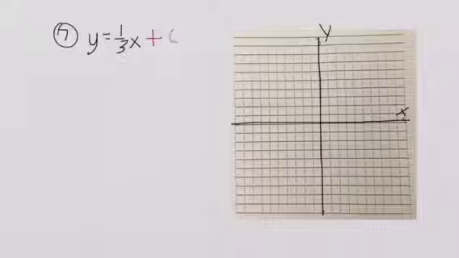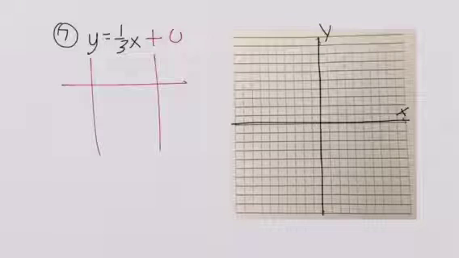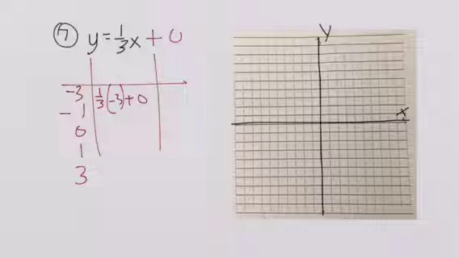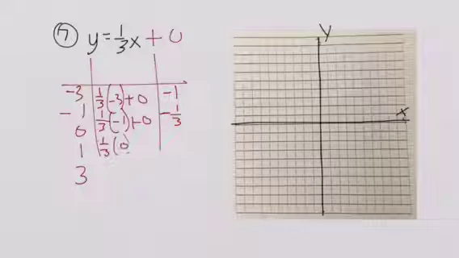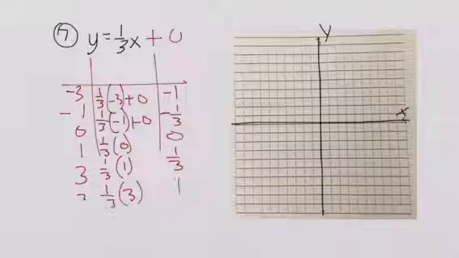Here we have to remember to add in our 0. And so now we're going to go ahead. I'm going to use negative 3, negative 1, 0, 1, 3. So 1/3 times negative 3 plus 0, and that's going to give us our negative 1. 1/3 times negative 1 plus 0 is going to give us negative 1/3. 1/3 times 0 is going to give us our 0. 1/3 times 1 is going to give us our positive 1/3. And 1/3 times 3 is going to give us our positive 1.